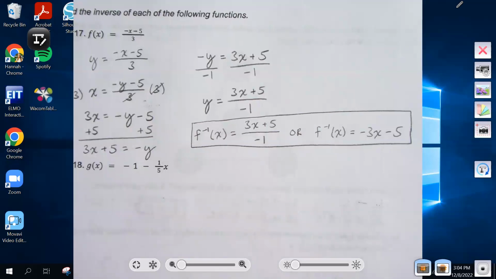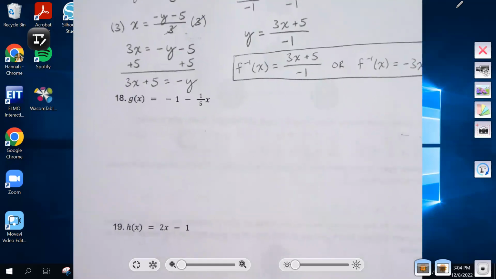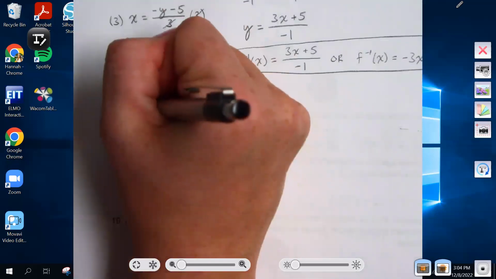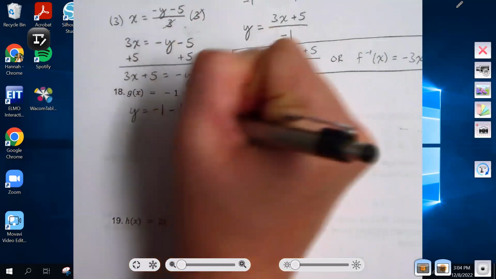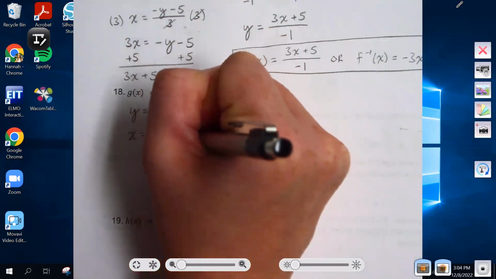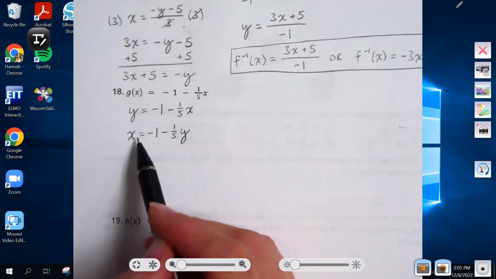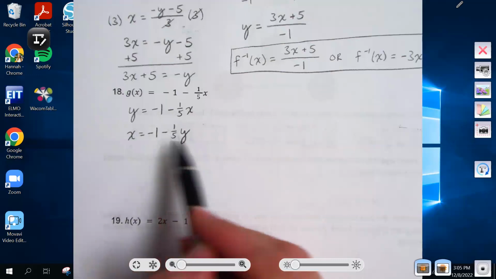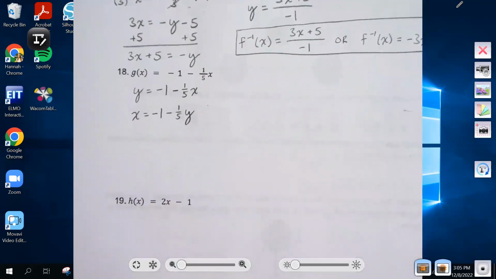Okay, number 18. So change function notation to y and switch the x and the y. Those two steps should be automatic. You do not have to, but what tends to happen if you skip the first one is that I see more mistakes made if you skip the first step. I'll just say that, but that is up to you.